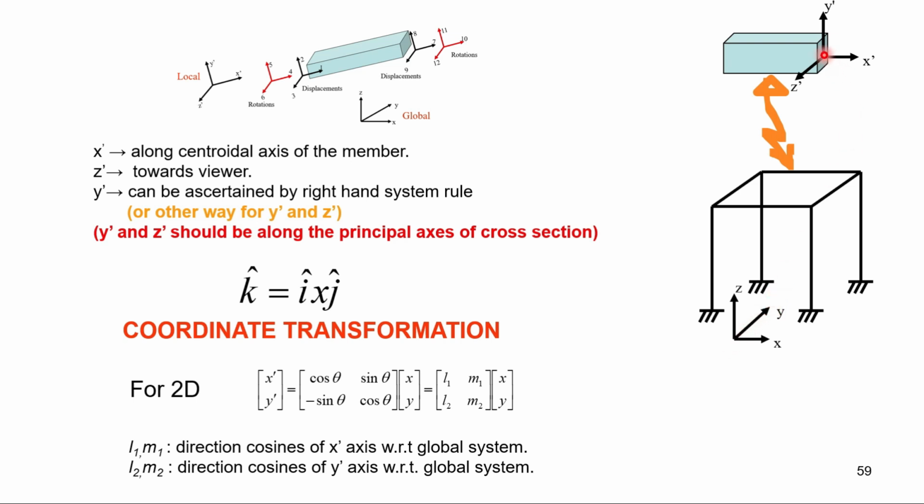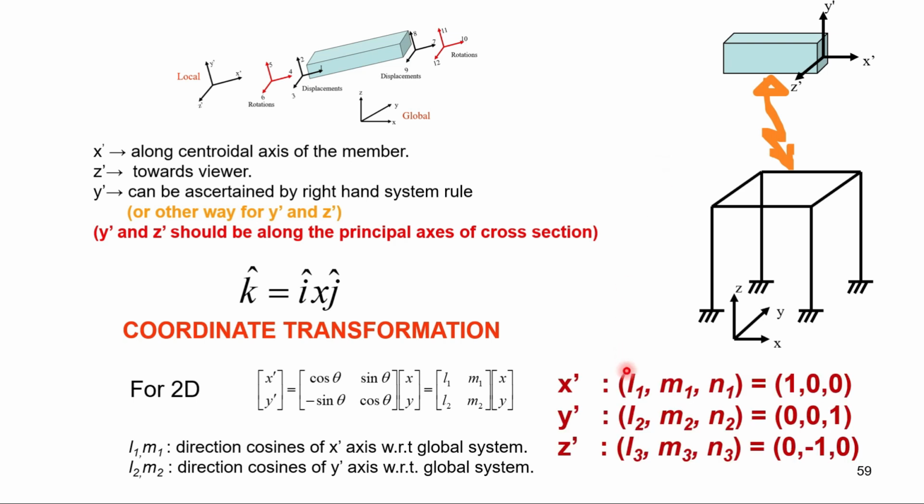However, this can be the other way also. Similarly, in the case of columns, we may decide that the local y-axis coincides with the global y-axis. So for this particular member, we can define our direction cosines like this. For the local x-axis, which is in the global x direction, the direction cosines are 1, 0, 0, because it makes 0 angle with the global x-axis and 90 degrees with the other two.